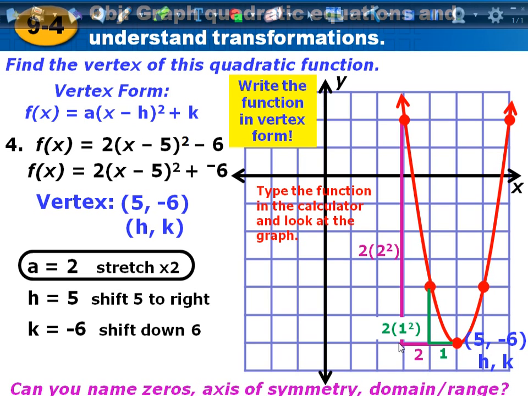Then if I go 2 spaces from the vertex, I'm going to square 2 and get 4. And then I have to multiply that 4 by my stretch, which is the number in front of the parentheses, and I get 8. So instead of going up 4, I'm going to actually go up 8 this time to get my next point. So yeah, please make sure that you have this part right here written before you move on.